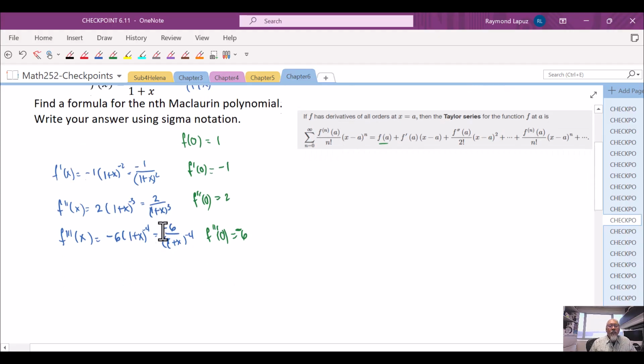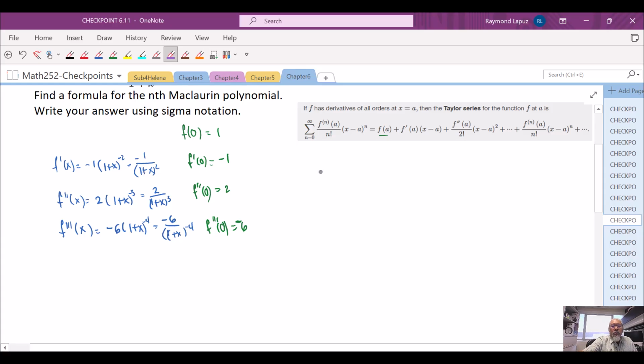Okay, so I think we have this information, and we're ready to put this in. So our constant term polynomial is just going to be 1. That's just p sub 0. If we want p sub 1, we're going to start off with 1, and then we're going to add on the first derivative, so that's a negative 1 times x minus 0 to the first power. Okay, so let's just rewrite this as 1 minus x. P2 will be the same thing, and then we're going to add on the second derivative divided by 2, so that's just going to be positive 2 divided by 2 times x minus 0 squared. Okay, so that's just going to be 1 minus x plus x squared.